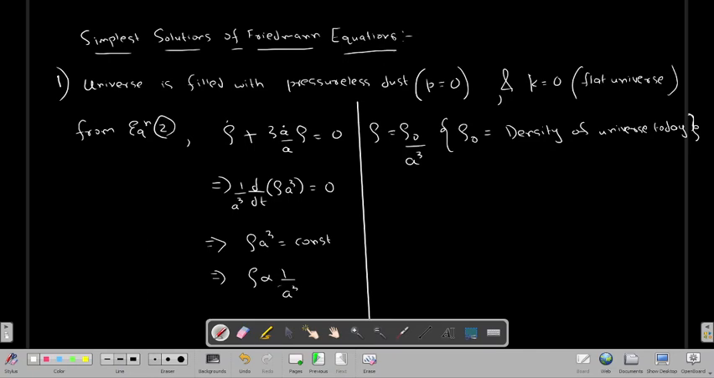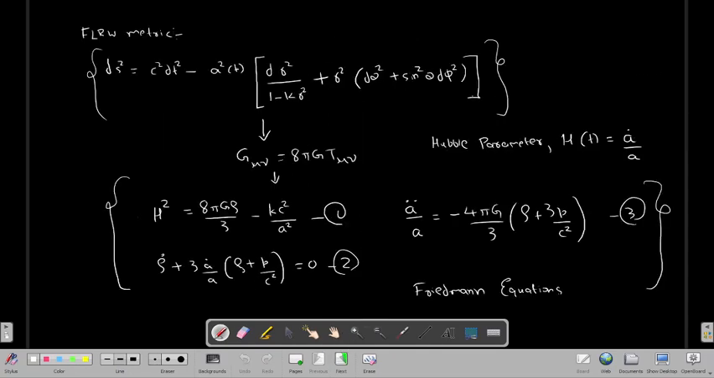If I call this equation number 4, then you can see that I can plug this equation of density into equation number 1. Here I have the value of density, so now I can write rho is equal to rho 0 by a cubed. So what will happen?